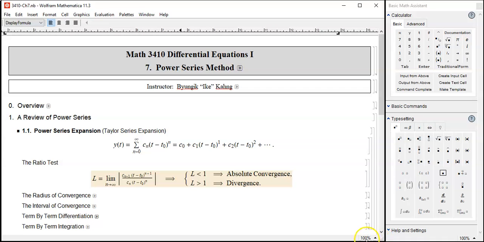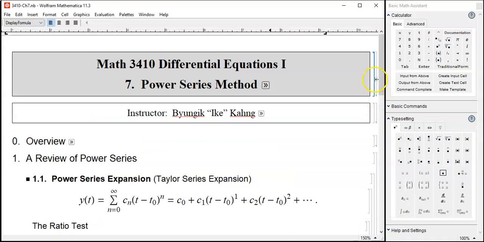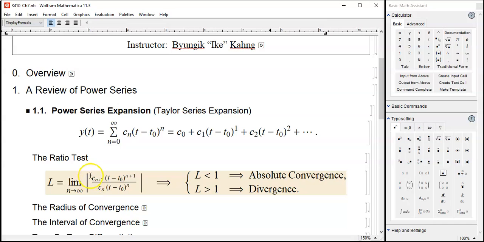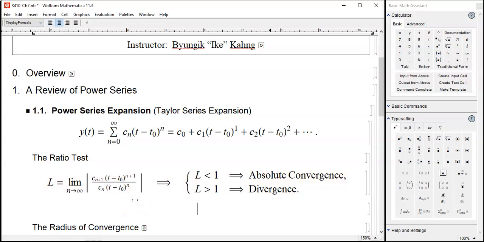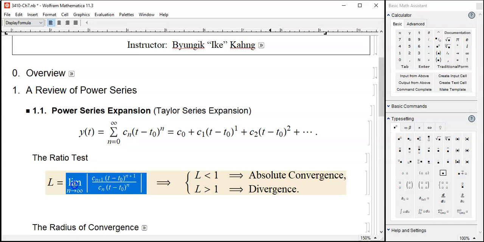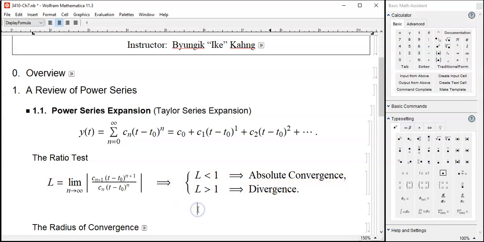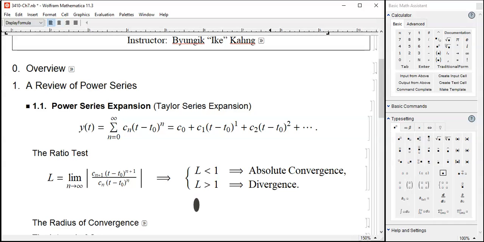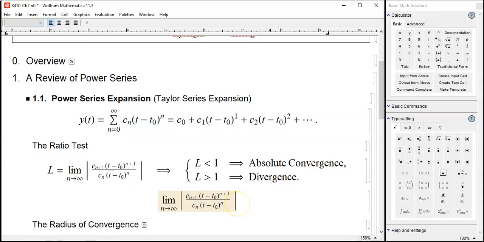And the ratio test theorem goes like this. Let me expand the font. Let L be the limit of the ratio of the two consecutive terms. If the limit is less than 1, then we have absolute convergence. Greater than 1, then we have divergence. That's the ratio test theorem. Now let's look at this limit a little bit more carefully here. So we want this limit to be less than 1 for absolute convergence, right?